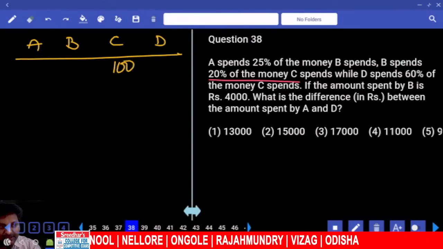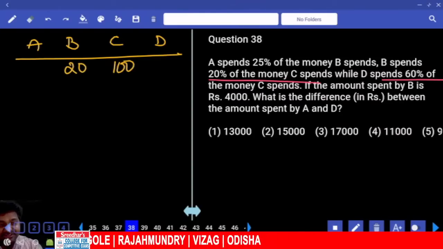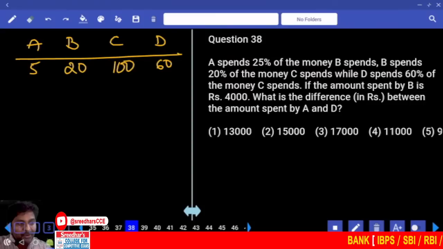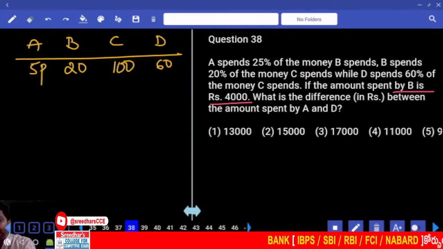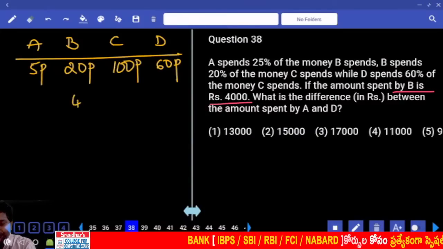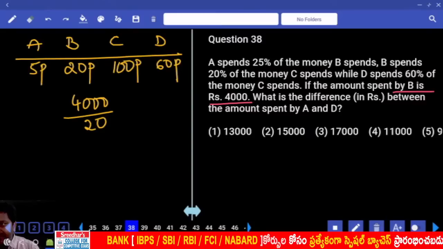B spends 20% of C. D spends 60% of C. A spends 25% of B. 25%, 1/4 of it, 5. If the amount spent by B is 4,000, in terms of number of parts, you can say these are all equal to number of parts. 4,000 is equal to 20 parts. 1 part is 4,000 divided by 20.